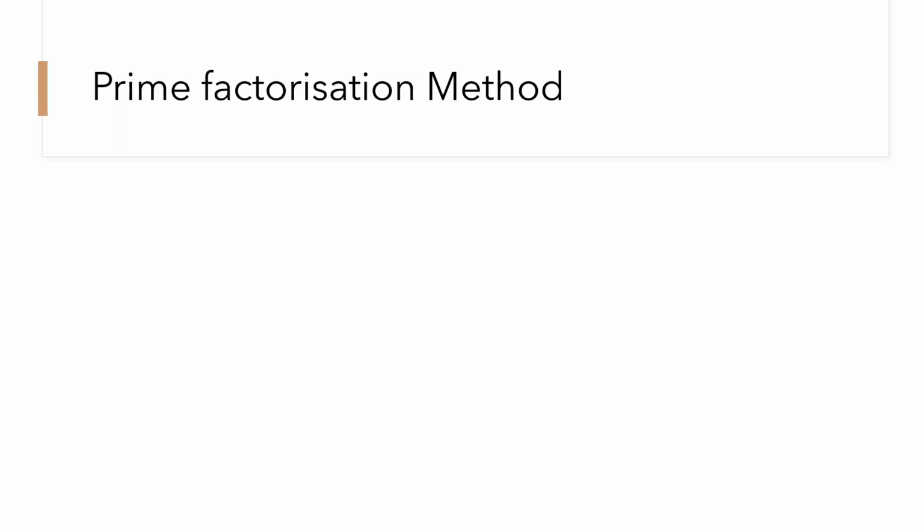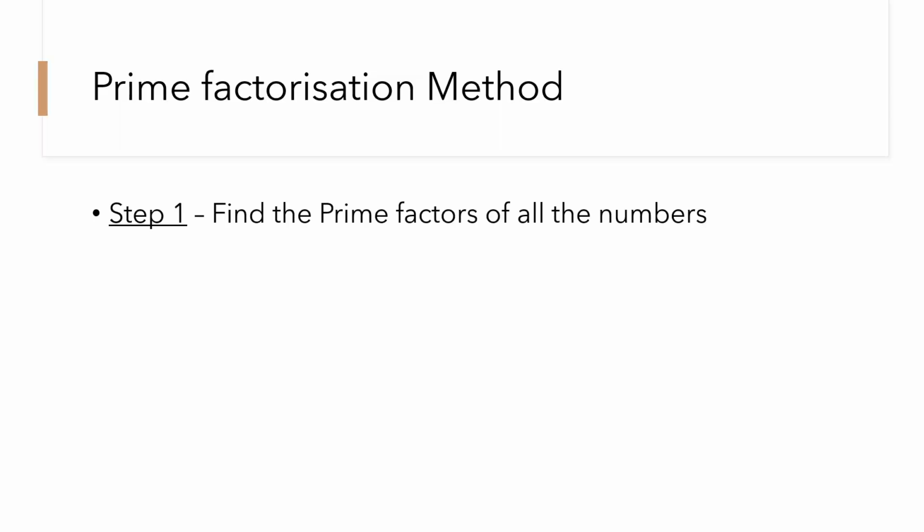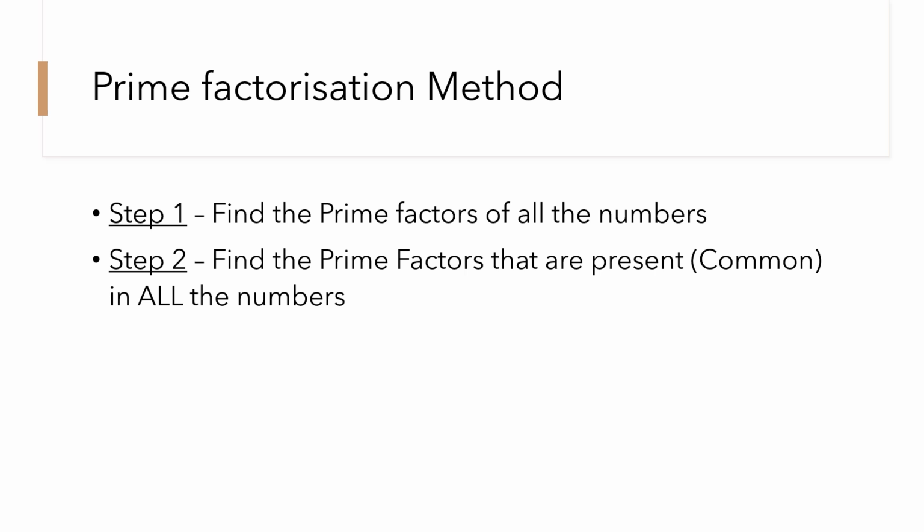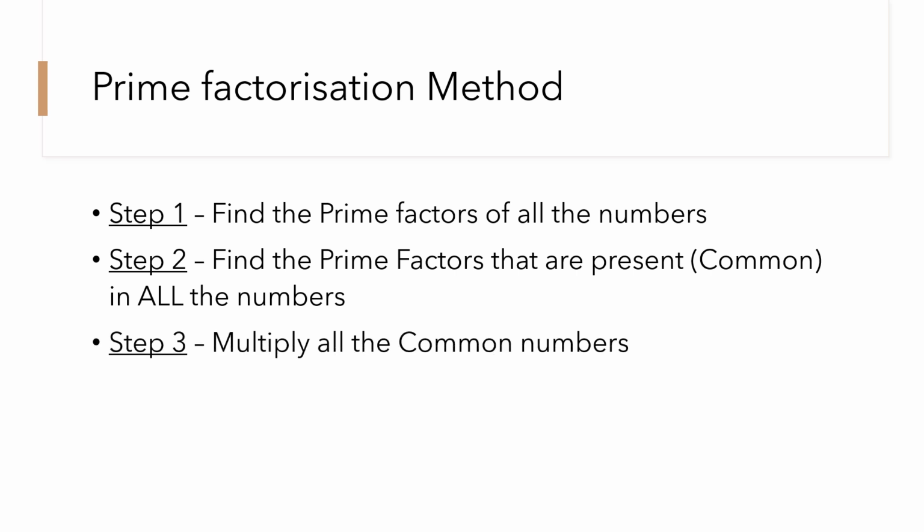The prime factorization method. The first step, we have to find the prime factors of all the numbers. Step 2, we will find the prime factors that are common in all the numbers. Step 3, we will multiply all the common numbers. Let us now look at the prime factorization method to find the HCF of the three numbers.